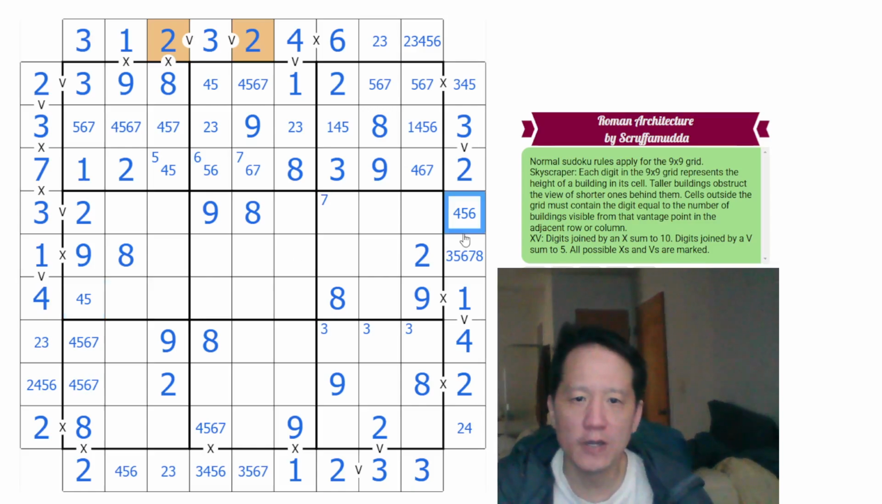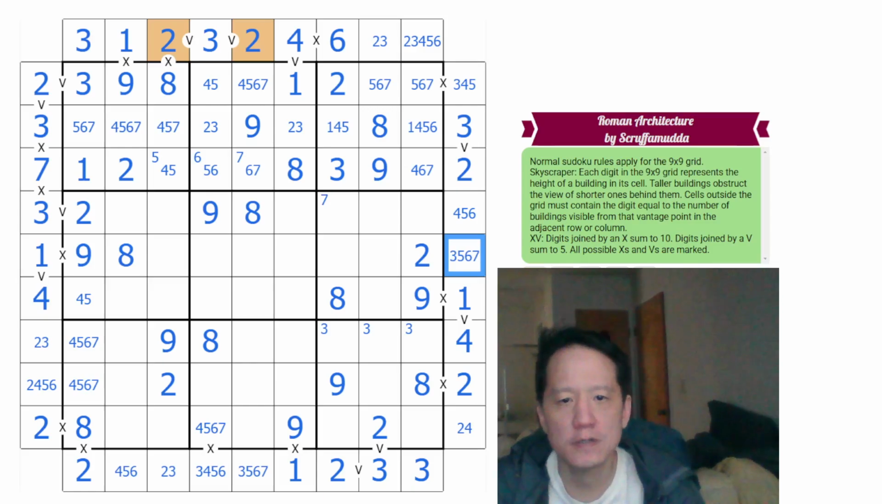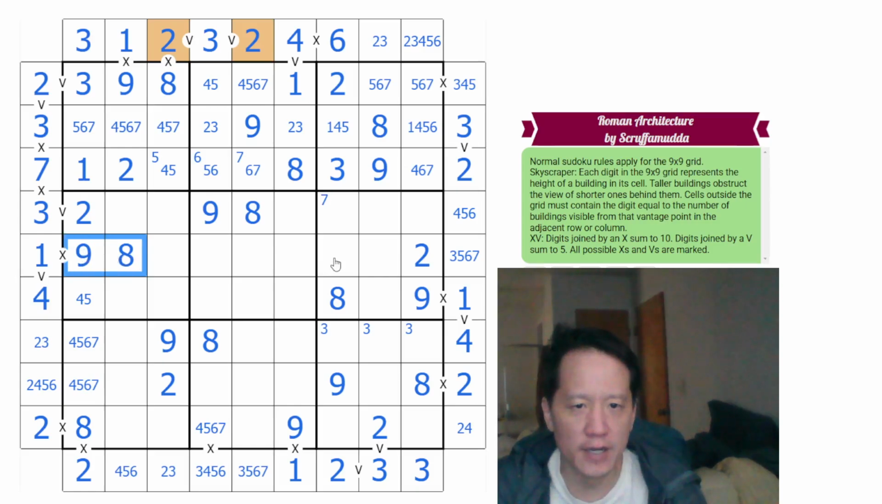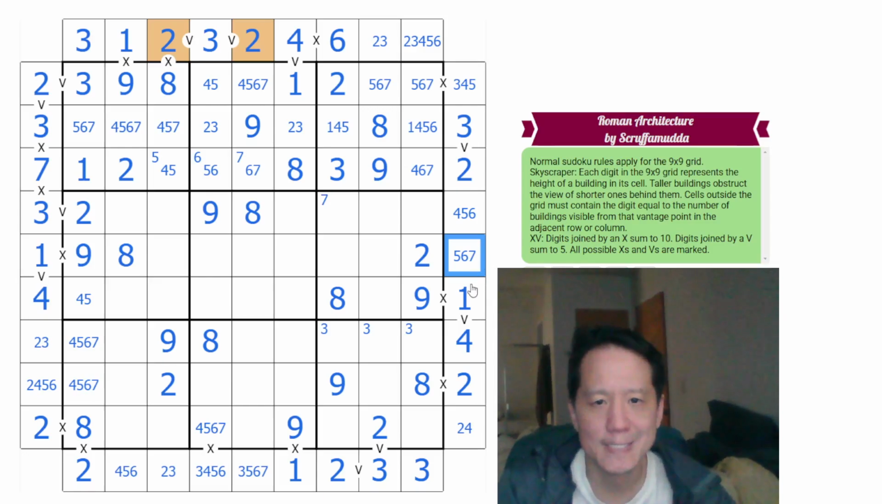This can't be 8. This can't be 3 anymore either because this would be 2, 8, and 9. We know there's lots of digits that could be here. So this can't be 3. It could be 5, 6, or 7. This can't be 3. This can't be 3.